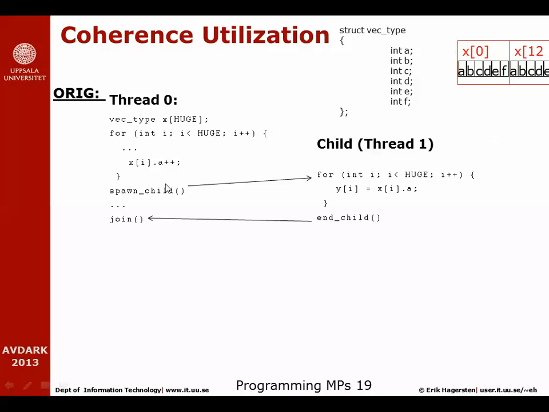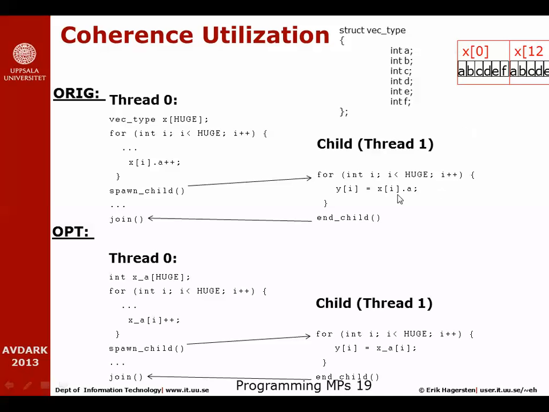And this communication means that we're going to have to transfer all these cache lines over to the child, even though we're only interested in a single member of the cache line. So that will create 5 times more data movement than we would have needed. A better way to do this would have been to make a vector just of A and increment all the entries of that vector, and that means we only need to transfer 5 times less data when we execute this code over here.